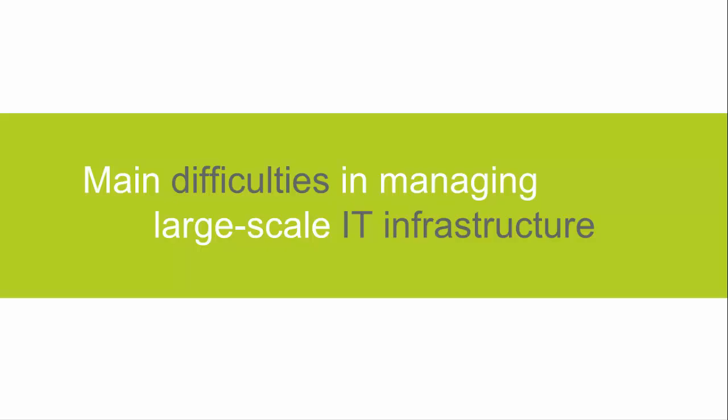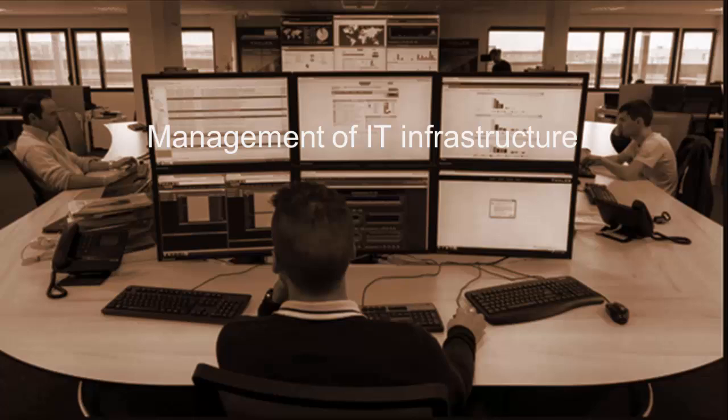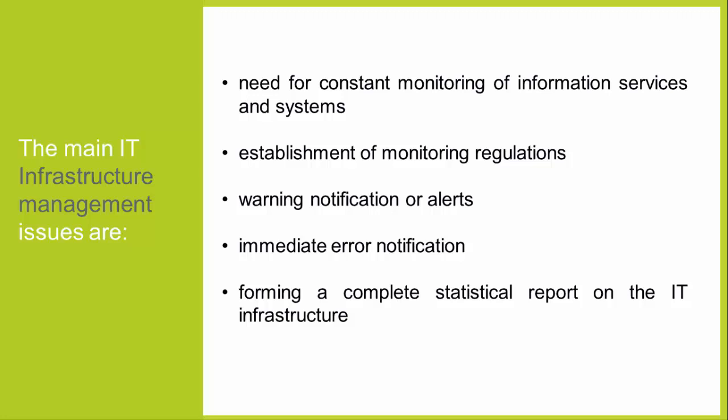Let's review the main difficulties in managing large-scale IT infrastructure. To ensure that business processes function properly, one requires established IT infrastructure management as a single and interconnected information complex, to allow the entire organization to operate smoothly. The main IT infrastructure management issues are the need for constant monitoring of information services and systems, establishment of monitoring regulations, warning notifications or alerts, immediate error notifications, and forming a complete statistical report on the IT infrastructure.